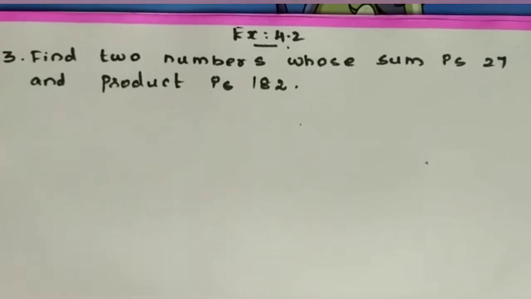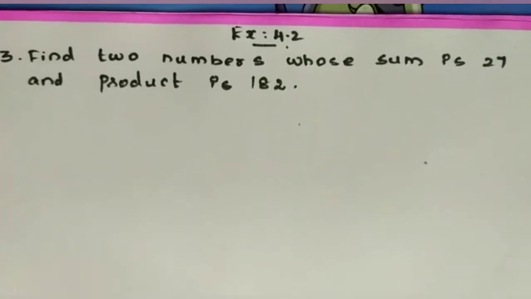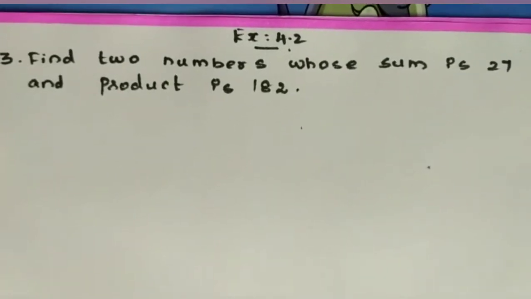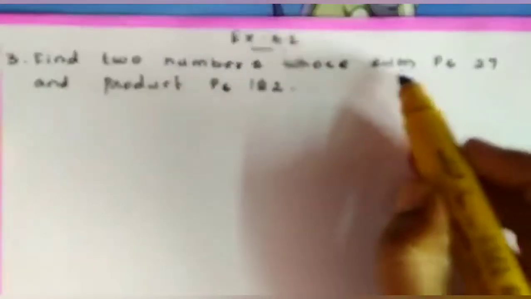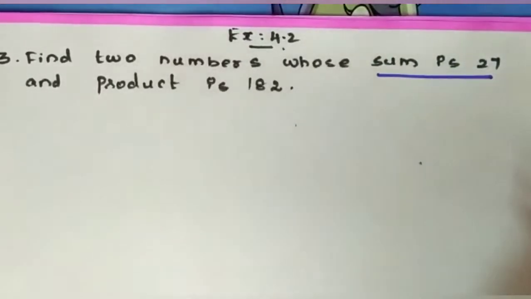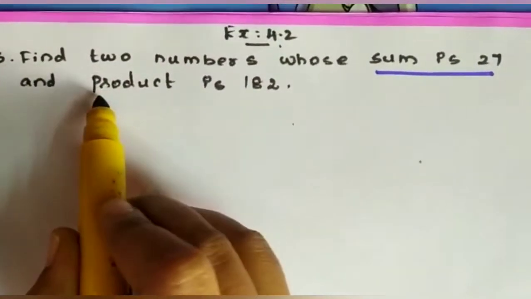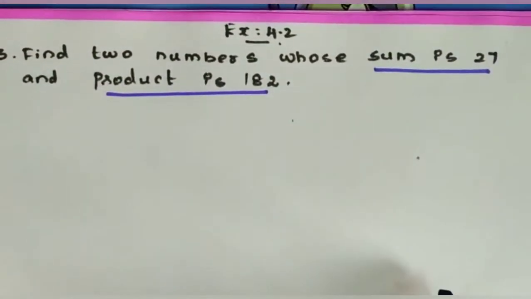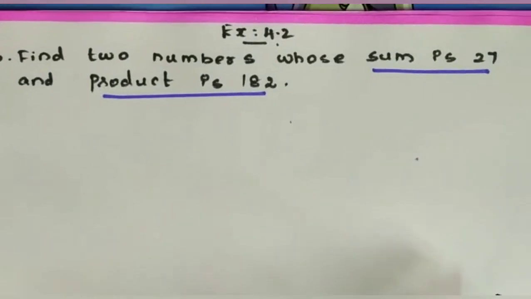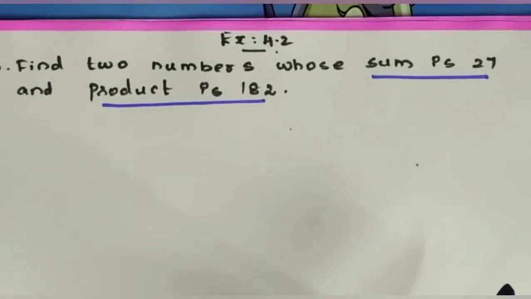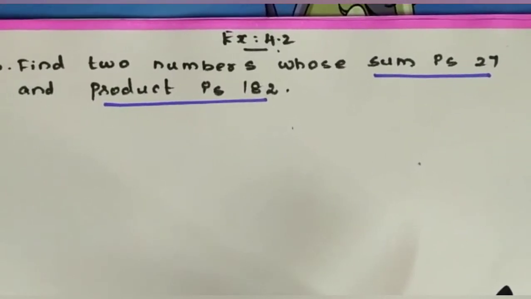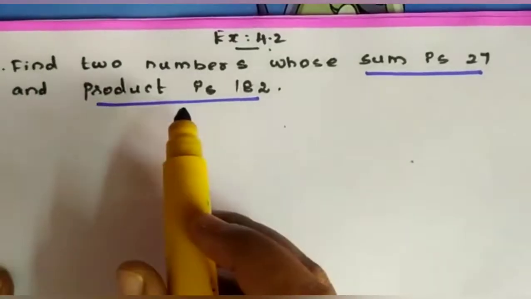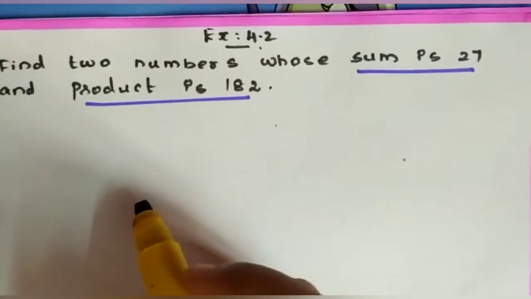Namaste students. In this video, we are going to see exercise 4.2, third problem. Find two numbers whose sum is 27 and the product is 182. So, we have two statements. One is if you add the two numbers you will get 27, and the product is 182.